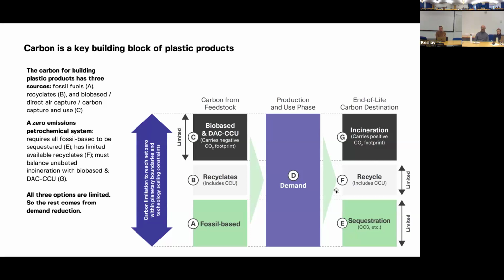And so the three sources of carbon are A, fossil fuels, B, recyclates, and C, bio-based or direct air capture. Okay, on the left-hand side, if you're going to use fossil fuels in a zero carbon world, you have to sequester all the emissions along that supply chain, including incineration if you do that. And our sequestration, our CCS, we think is limited. I think there is room to play for solid sequestration of plastic in the ground, which is much easier than sequestering gas, by the way.